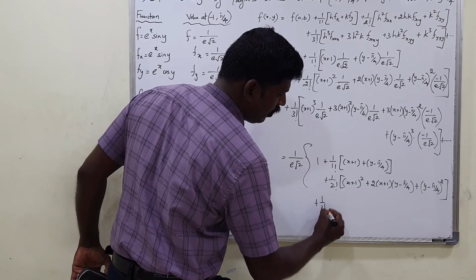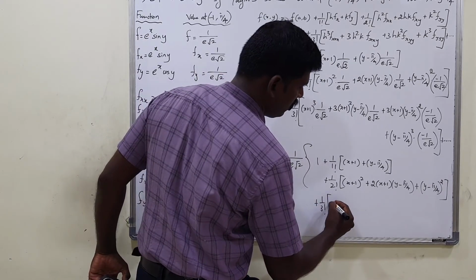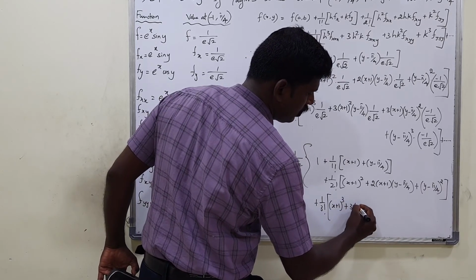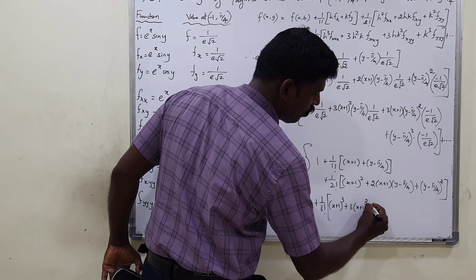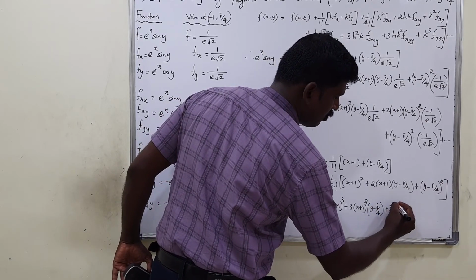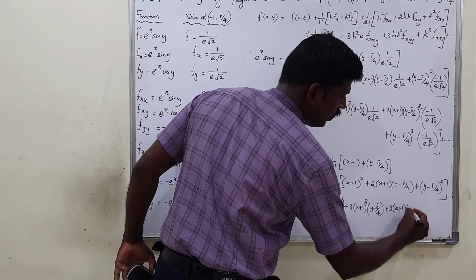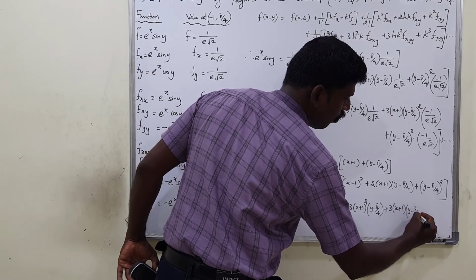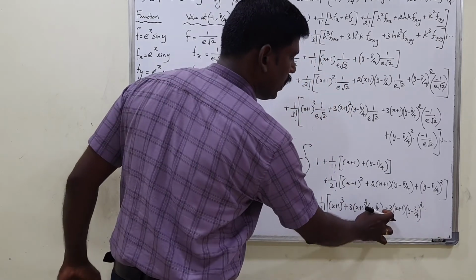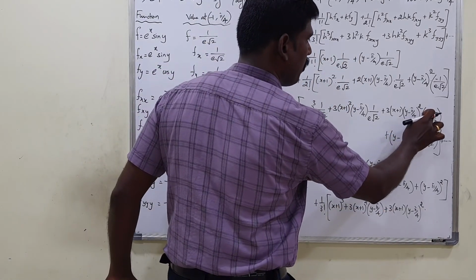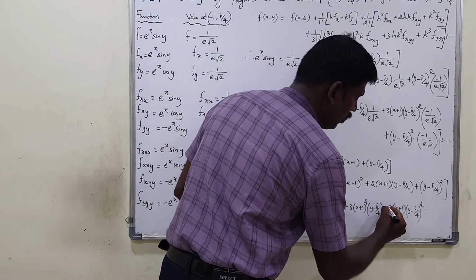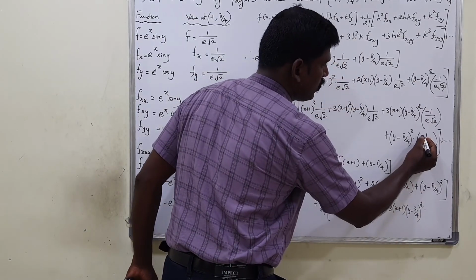plus 1 by 3 factorial into x plus 1 the whole cube plus 3 times x plus 1 the whole square into y minus pi by 4 plus 3 times x plus 1 into y minus pi by 4 the whole square. Isn't it? Is it plus or minus? Here the term contains minus, so take it in front, so it becomes minus. Carefully write it. Same like that here also minus is here.